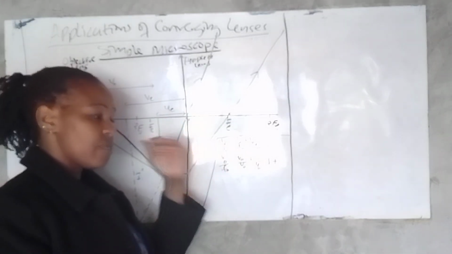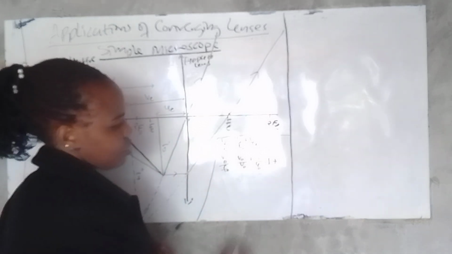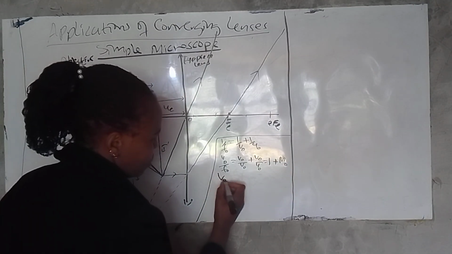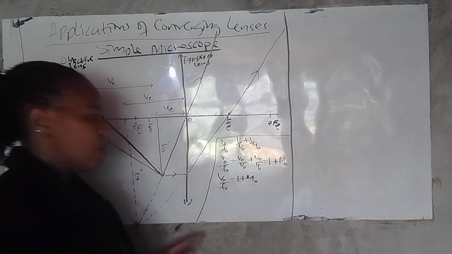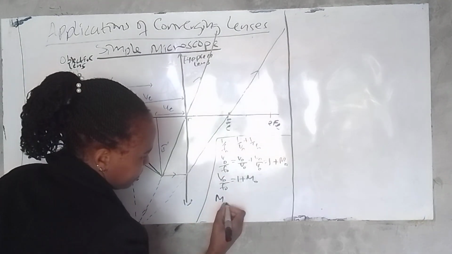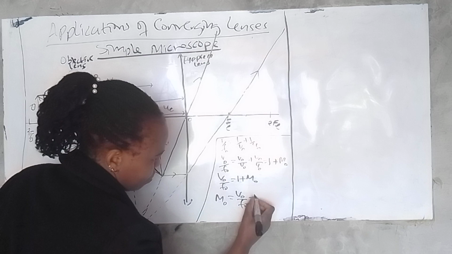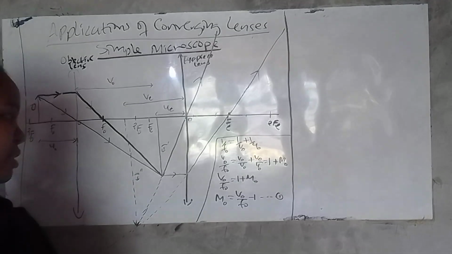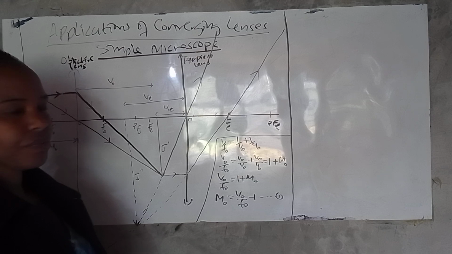V naught over V naught is 1, plus V naught over U naught, image distance divided by object distance is magnification. So let me simply call it M naught. So V naught over F naught equals 1 plus M naught. Now, make M naught the subject. That's what we are interested in. So M naught equals V naught over F naught minus 1. Let's take that as our first magnification.